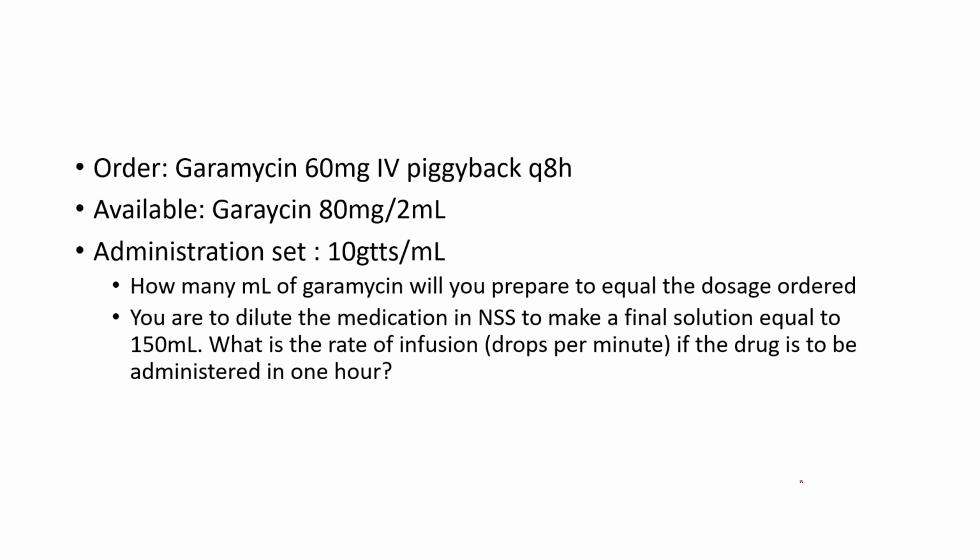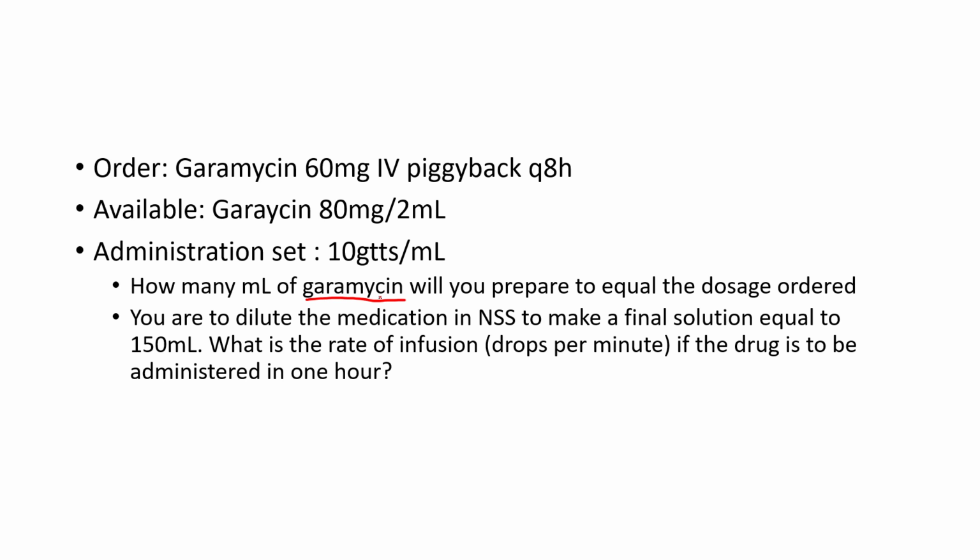Next. So the order is Garamycin, 60 milligrams, IV piggyback every 8 hours. What is available is Garamycin, which is the brand, 80 milligrams per 2 ml ampules. The administration set is 10 drops per ml. So the first question is, how many ml of Garamycin, this is particularly the Garamycin which is the available ampule, will you need to prepare to equal the dosage ordered?